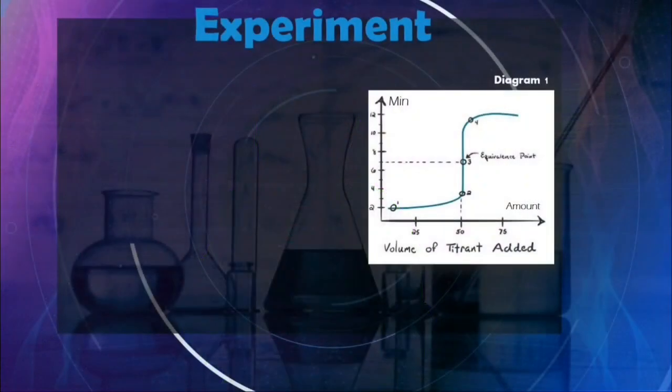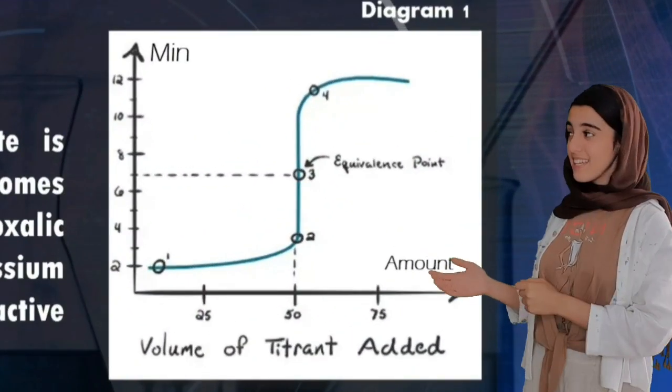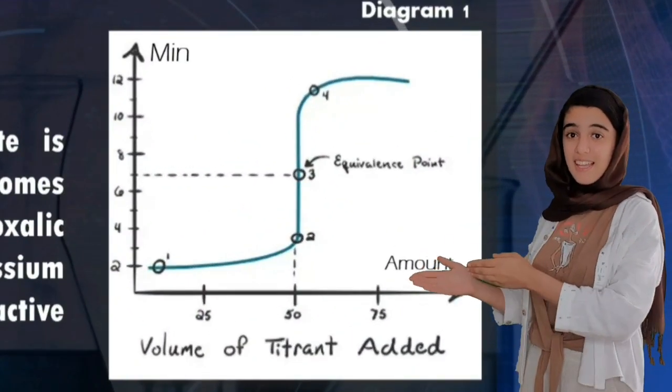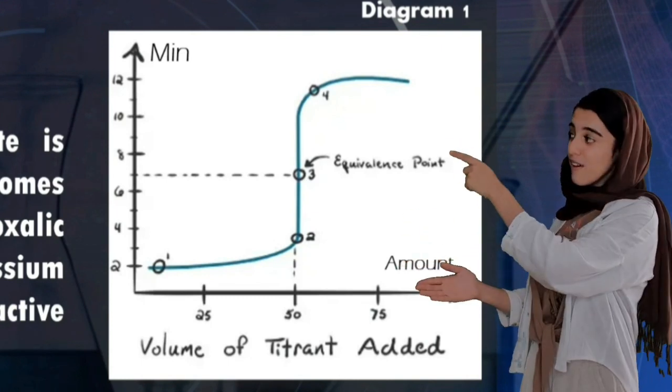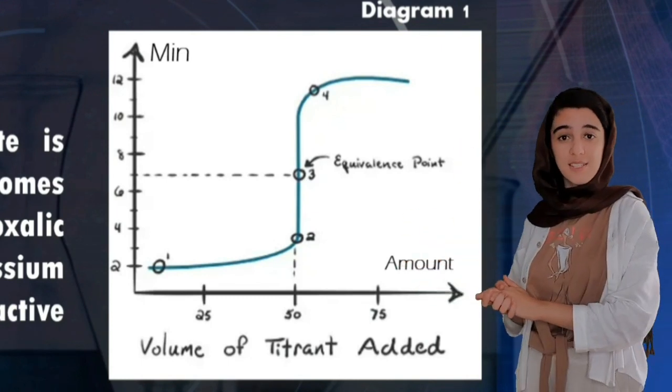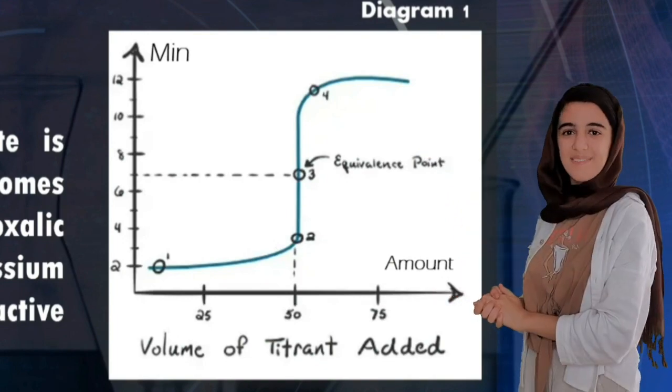And finally, the last part of the experiment, data. In this chart, you can see that at first oxalic acid is active in the container, and after the equivalence point, the oxalic acid is consumed and potassium permanganate is active now. After the experiment, it's time for analysis.